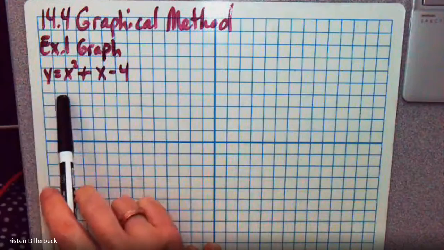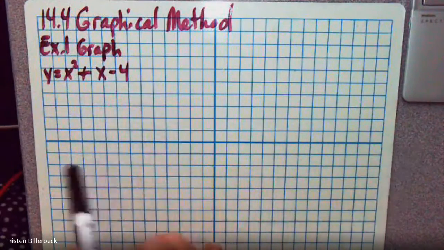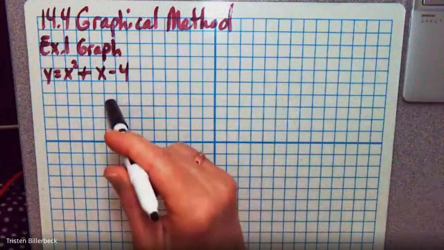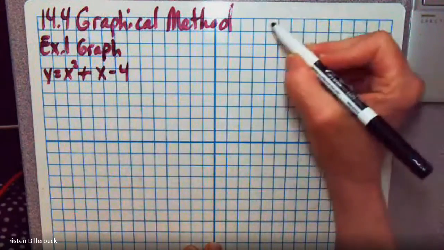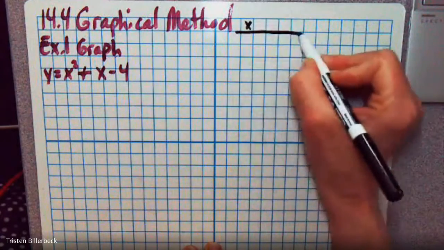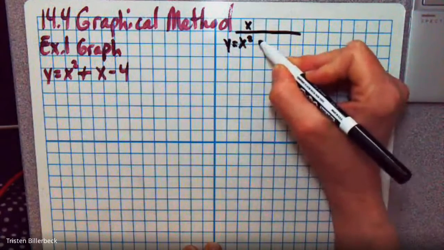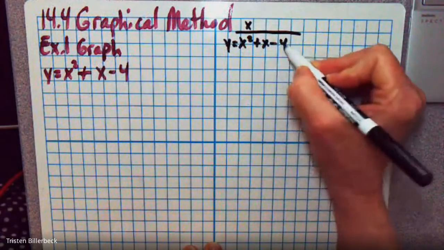We're going to talk about 14.4, the graphical method of solving quadratic equations. So our first equation is y equals x squared plus x minus 4. So let's get a table put together first. So we have x squared, that's a y equals, by the way, plus x minus 4.